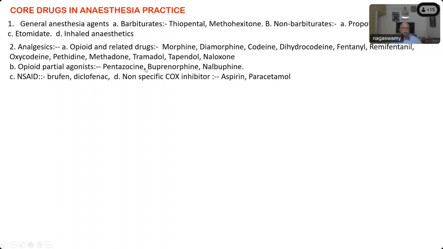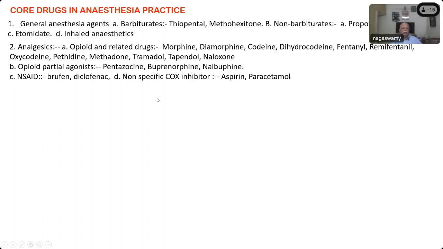And pentazocine, buprenorphine, and nalbuphine are called partial agonist antagonists. Some hospitals still use these drugs. Buprenorphine, of course, is available in many hospitals, but pentazocine and nalbuphine, I don't know whether many hospitals are still using or not.